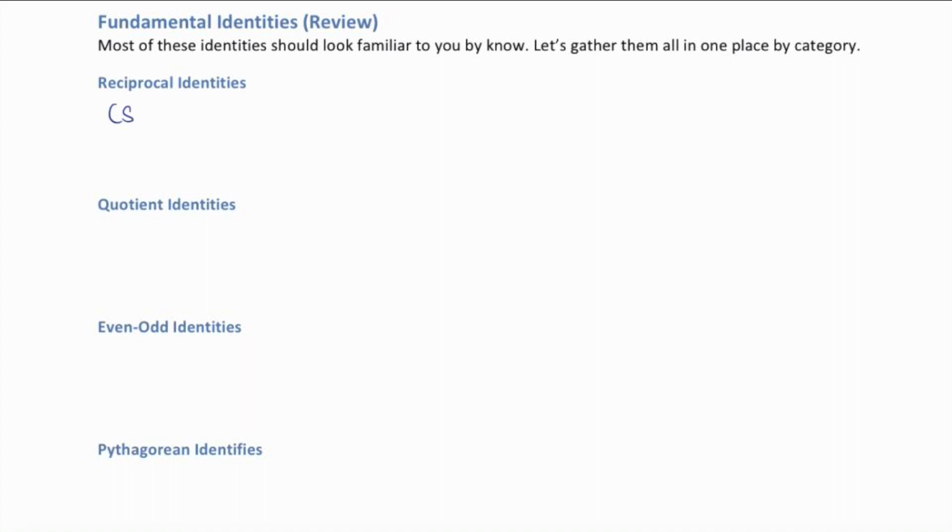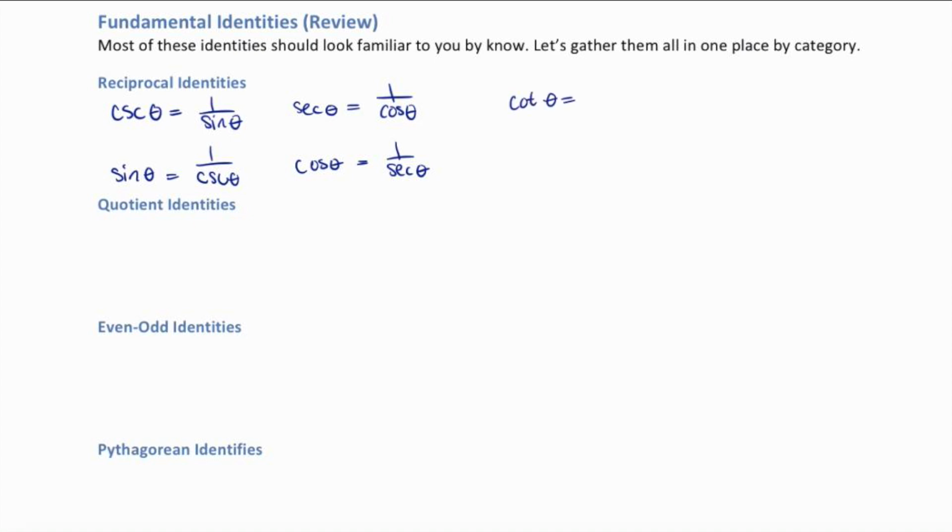We know that cosecant of theta equals 1 over sine theta. So sine theta equals 1 over cosecant theta. Secant theta equals 1 over cosine theta, which tells us that cosine of theta is 1 over secant of theta. Finally, cotangent of theta is 1 over tangent of theta, and tangent of theta is 1 over cotangent of theta.